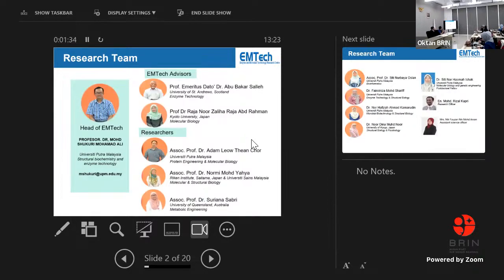Okay, so that's me, currently heading the center. Together with me, we have our EMTech research advisors: Professor Emeritus Dr. Waqar Saleh, a very prominent enzymologist in Malaysia, and Prof. Raja Nur Zaliha Raja Abdul Rahman, whose expertise is in molecular biology and structural biology. She started the structural biology crystallography project in the country back in 2004.